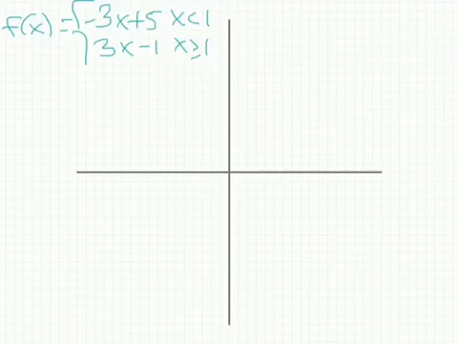So for this problem, we're going to be graphing what we call a piecewise function, which means that we have two separate equations that give different pieces to our graph. So we're going to start by graphing the first line, f of x equals negative 3x plus 5.